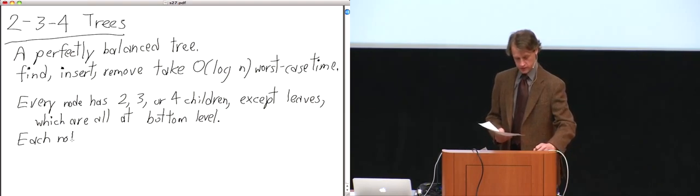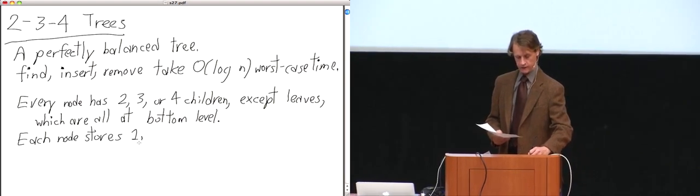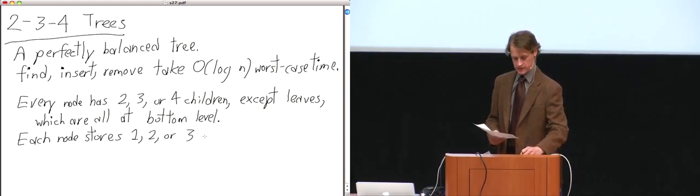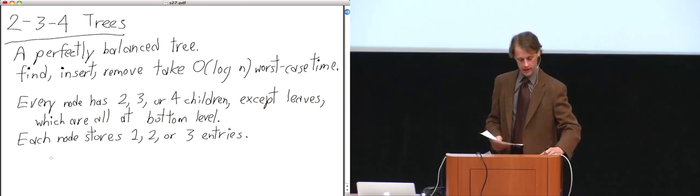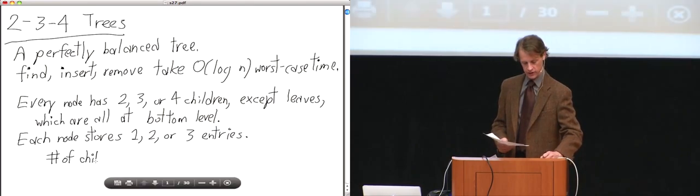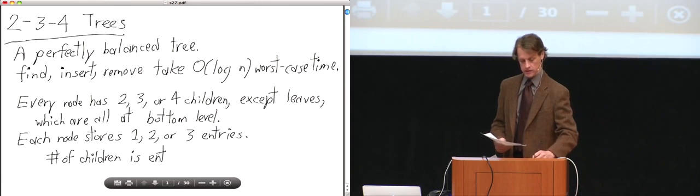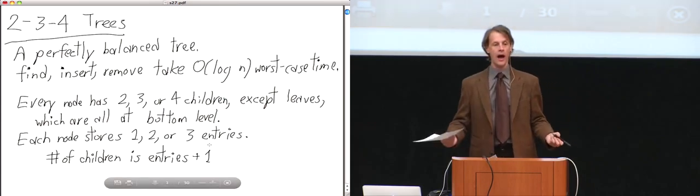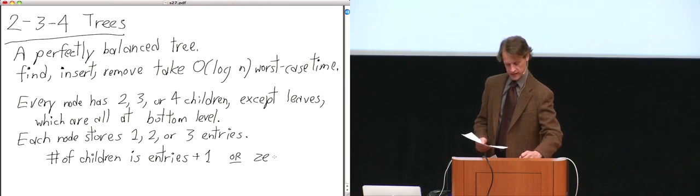Each node also stores a variable number of keys. It's not one node per key anymore. You could have 1, 2, or 3 entries in each node of the tree. And there's a relationship that never changes, which is the number of children that a node can have, if it has any children at all, is the number of entries plus 1, unless, again, it's a leaf node at the bottom of the tree, in which case it has 0 children.